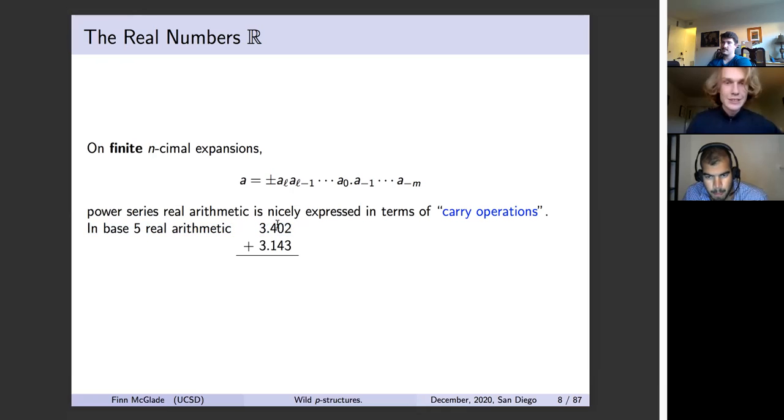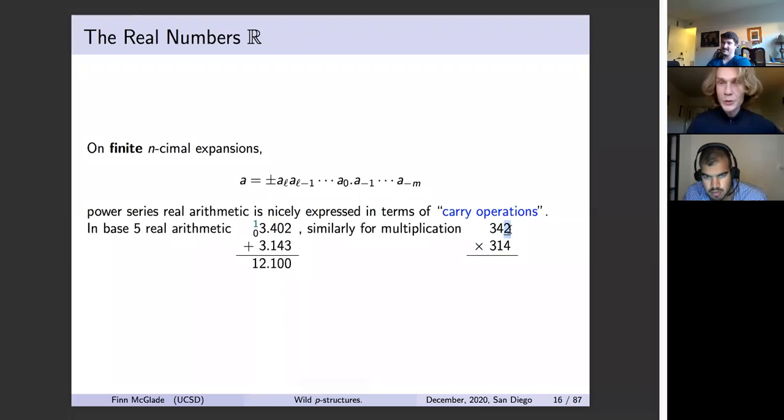I want to add these two real numbers. These are mod 5. So what I do is I start at the right and I do my addition. So I do 2 plus 3 and take the remainder mod 5. So that's a 0, and I carry the 1. And then I do 1 plus 4, take the remainder mod 5, carry the 1. Now I get a 1, carry a 1. Now I get a 2, carry a 1, and so forth.